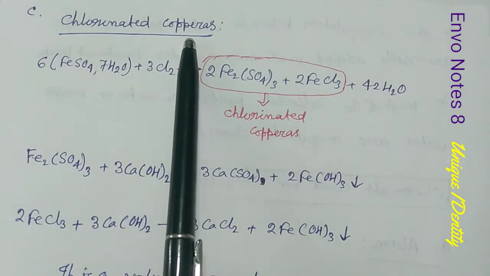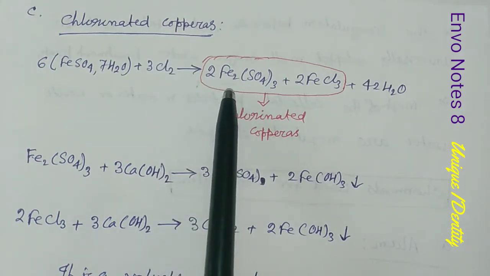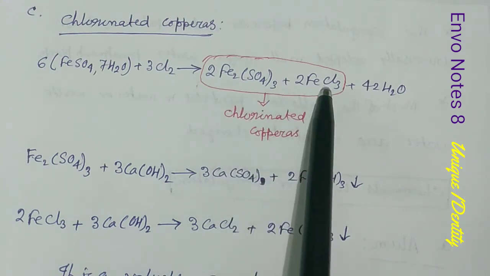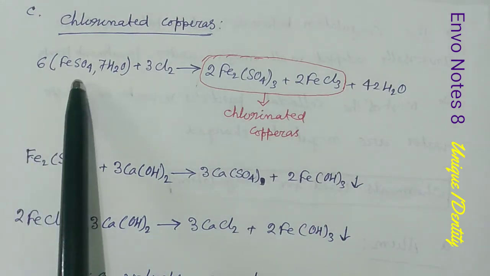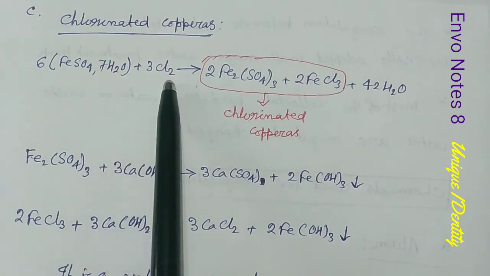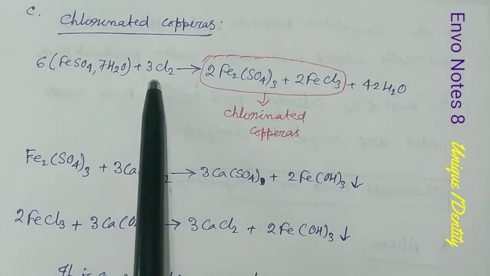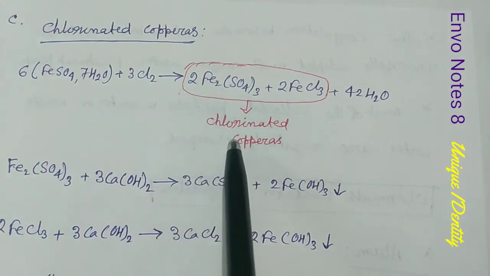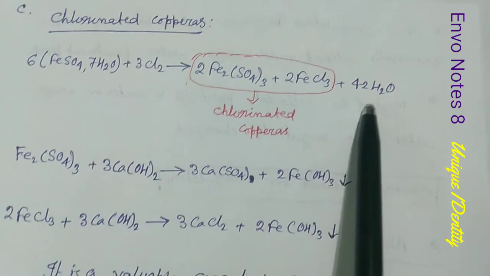Next is chlorinated copperas. What is chlorinated copperas? That is the combination or a mixture of ferric sulfate and ferric chloride. How is it produced? Whenever copperas, that means ferrous sulfate, FeSO4·7H2O, reacts with chlorine, that means 6 FeSO4·7H2O plus 3Cl2, that gives the production of chlorinated copperas plus 42H2O.